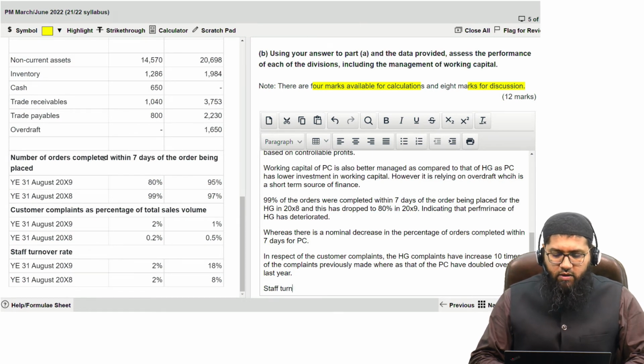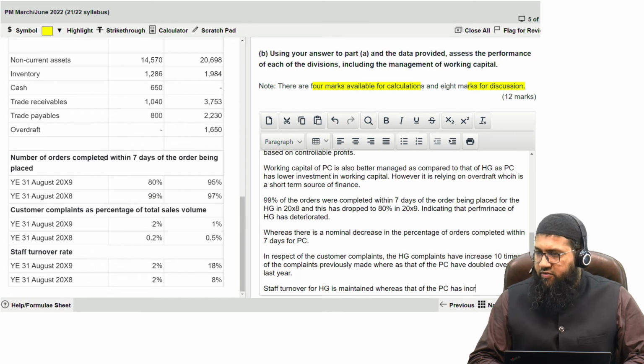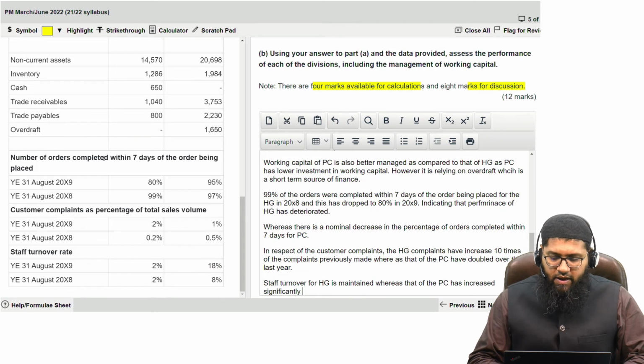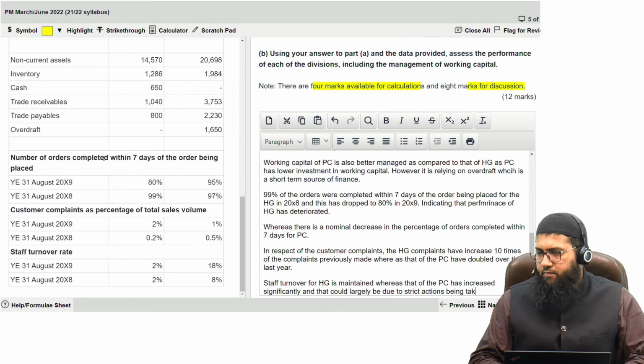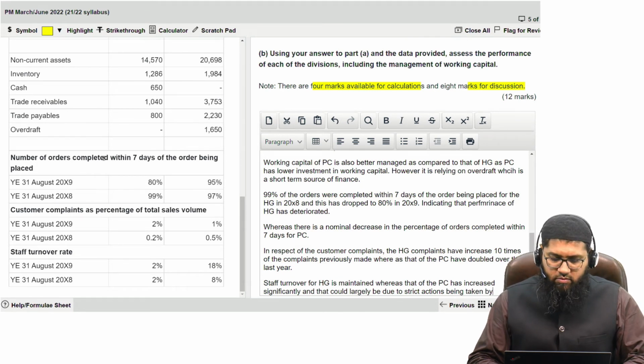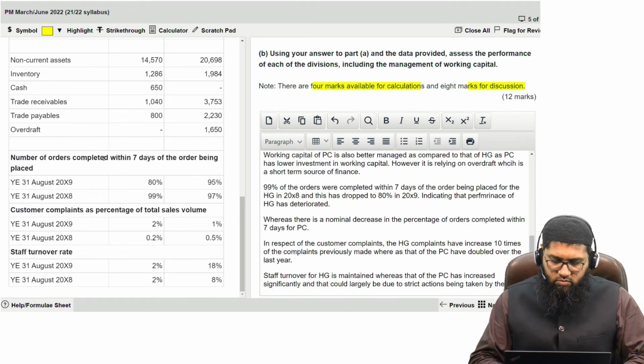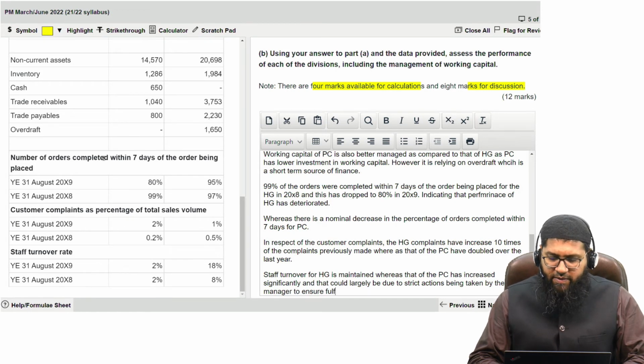The staff turnover for HG is maintained, whereas that of the PC has increased significantly, and that could largely be due to strict actions being taken by the manager to ensure fulfillment of the target.